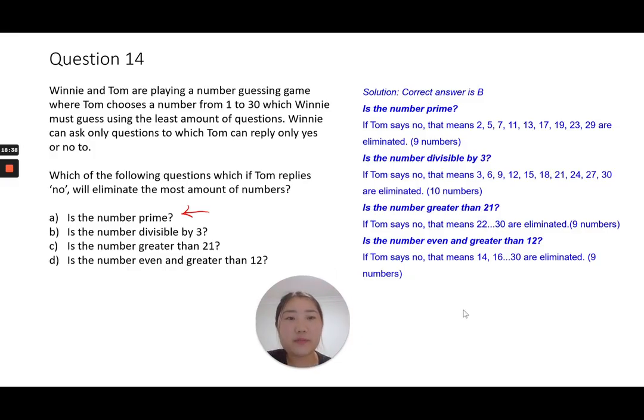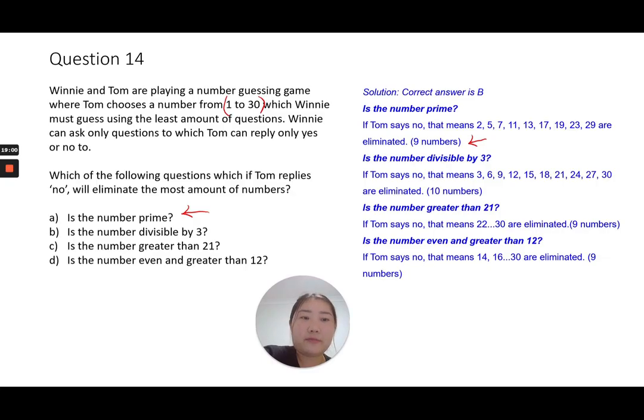So for each of them, I have listed out the options. For the first one, if the number is not prime, that means 2, 5, 7, 11, 13, 17, 19, 23, and 29 are eliminated. The prime numbers are eliminated. And I wrote that there were 9 numbers here. Same as 3. Remember, it's in the bounds of 1 to 30.